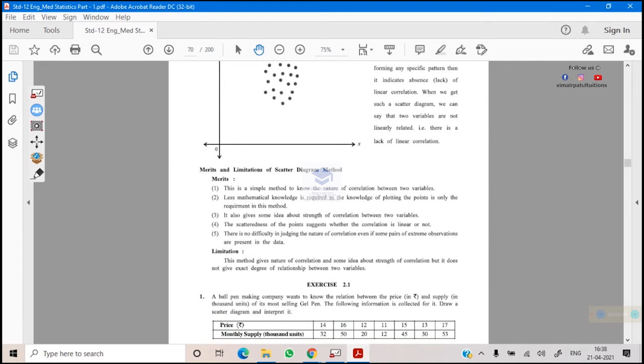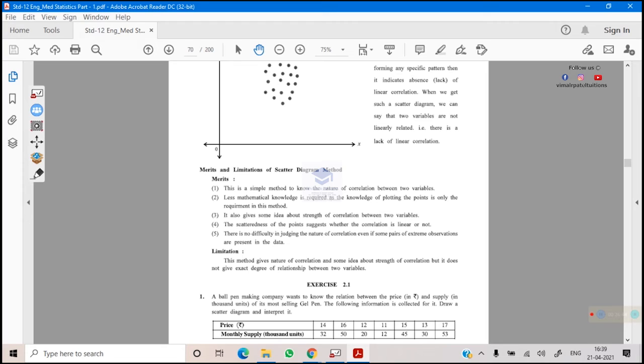Now, merits and limitation of this method. This is the simplest method to know the nature of correlation. Not much statistical or mathematical knowledge is required. It is easy to understand. It will give you a clear idea about the strength and direction of correlation between two variables. By looking at the graph, you can easily say whether the two variables are correlated or not, and what is the direction of their correlation.